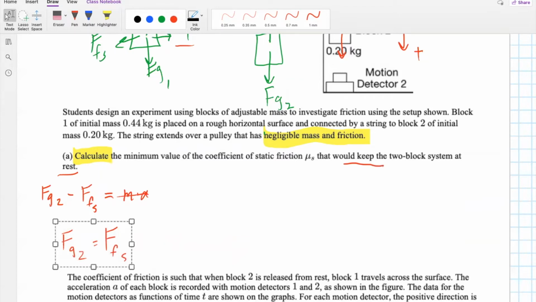Oh, so here's a very important question. Can we use 10 for the acceleration due to gravity? Yes. On the AP exam, you are strongly encouraged to use 10 for the acceleration due to gravity, just to facilitate calculations.